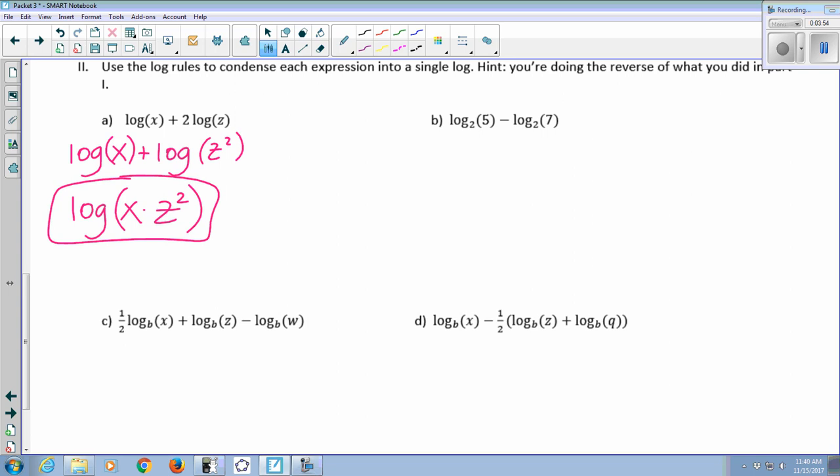All right, so for b, I have subtraction of 2 logs. I squish them together by taking the quotient of the inputs.